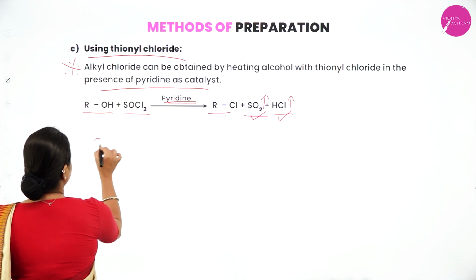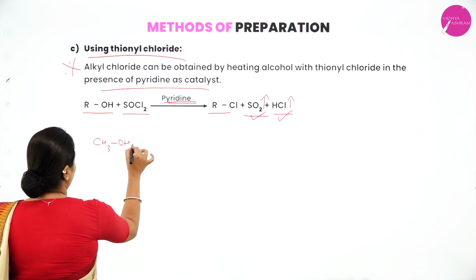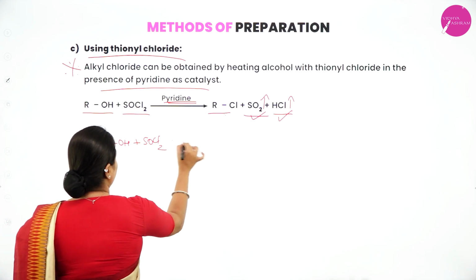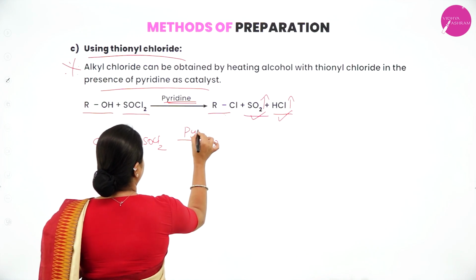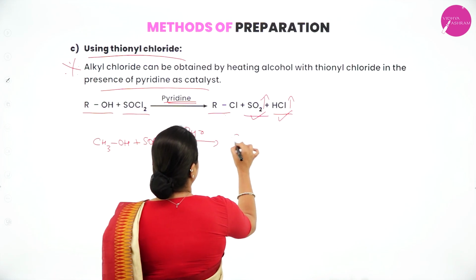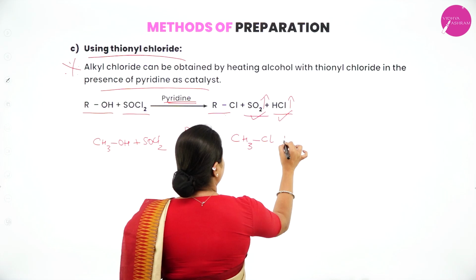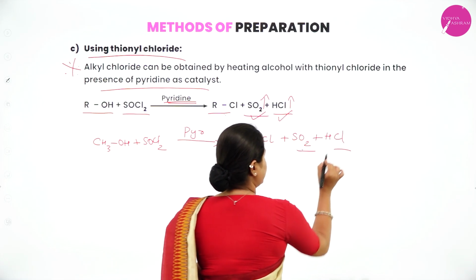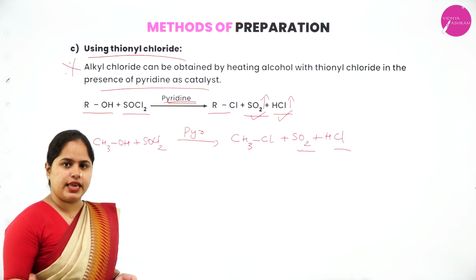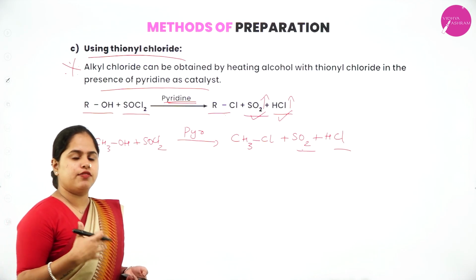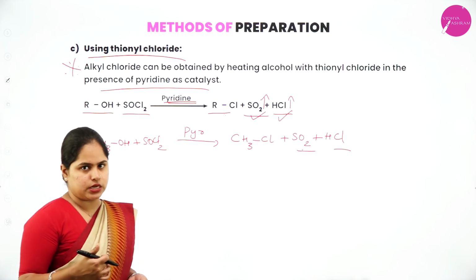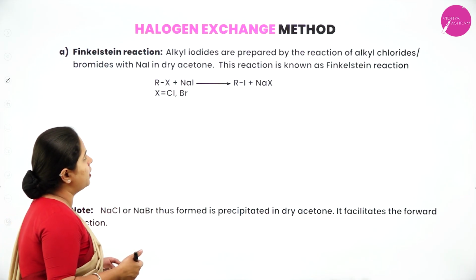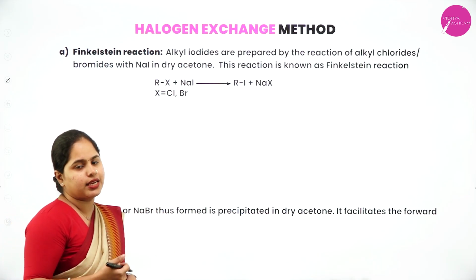So let's take an example. CH3OH methanol reacts with thionyl chloride in presence of pyridine. What happens? It will form CH3Cl, then it will form SO2 and it will form HCl. As these both are in gaseous phase, they will escape by themselves and it will help in the purification faster. Clear? Now moving on to the next method, which is called the halogen exchange method.